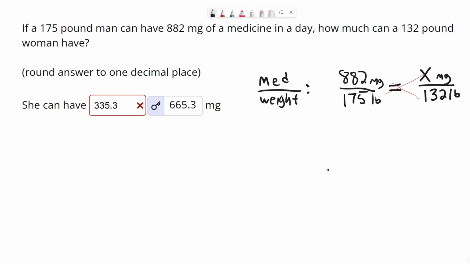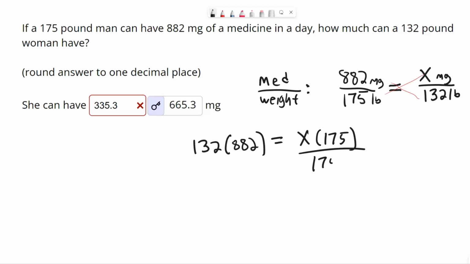With a cross multiply, we would have 132 times 882 equals X times 175. We can solve this by dividing by 175 on both sides of the equation. 175 over 175 makes 1, so we have just 1x, or x equals. Now we go to a calculator to work this out.